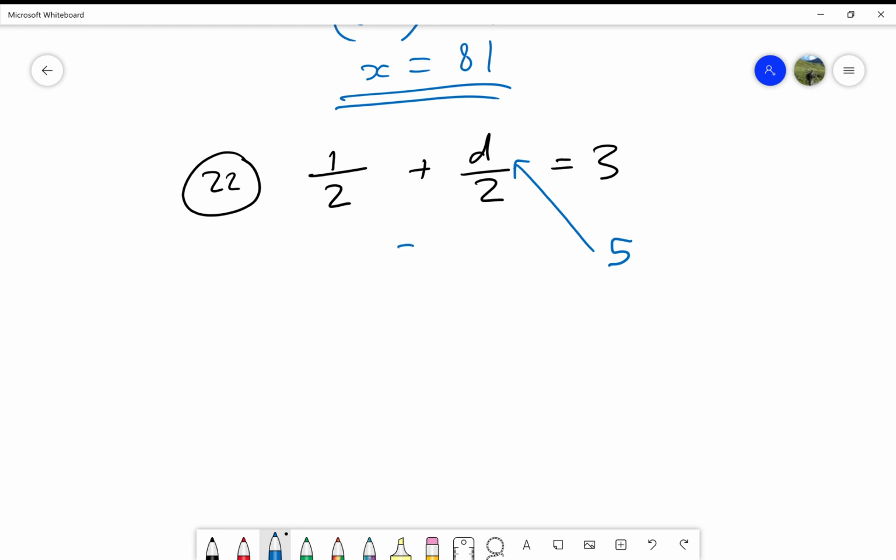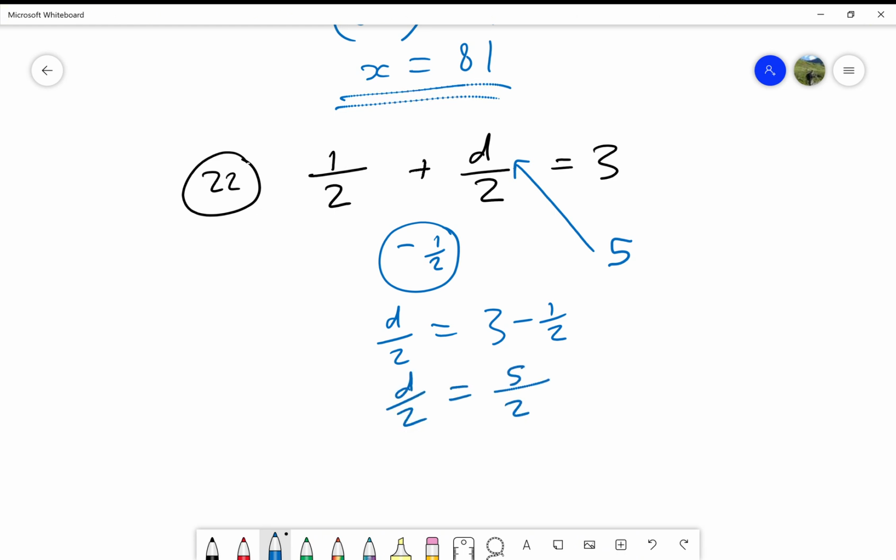But we might have minus a half from both sides, which would give us d over 2 equals 3 minus a half, which means d over 2 equals 5 over 2, times both sides by 2. Let's just be super thorough here, even though we could do it by inspection already now. d equals 5.